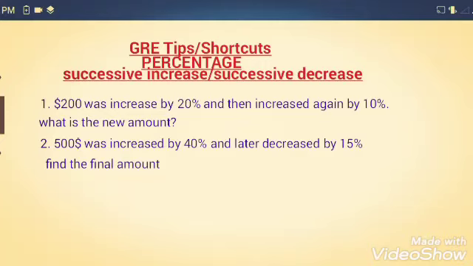Alright, in this video we'll be going over successive increase or successive decrease. That's in a question where they say increased and then increased again, or increased and then decreased, or decreased and then decreased again. Like we have two examples here that says 200 was increased by 20% and then increased again by 10%. What is the final amount?